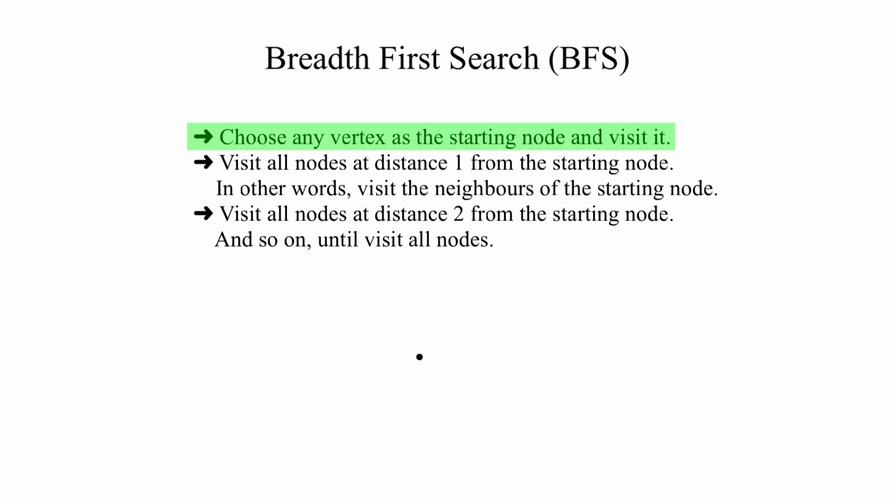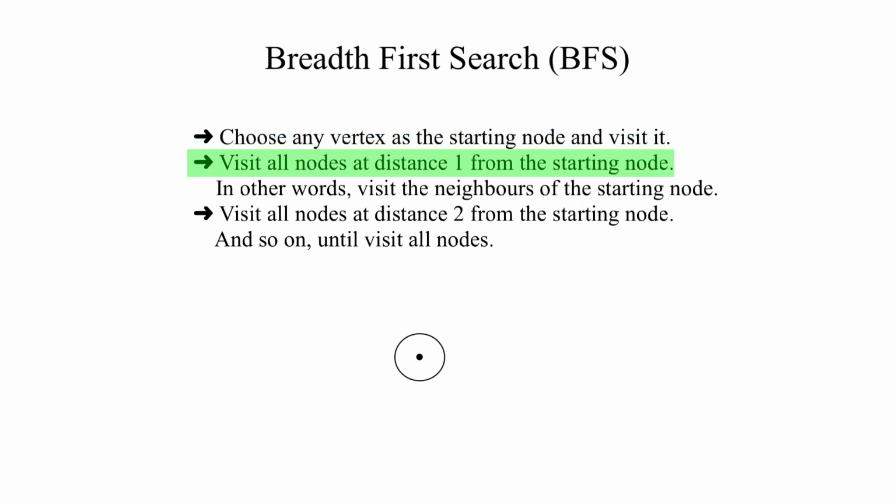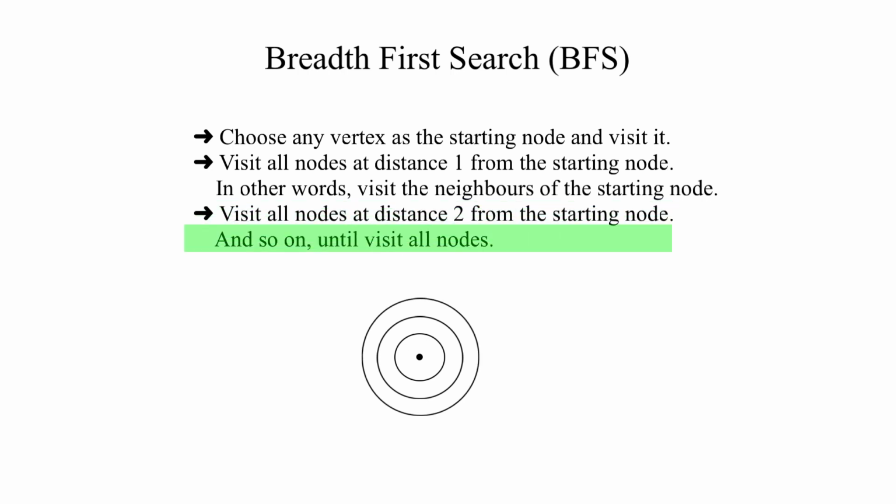First, choose any vertex as the starting node and visit it. Second, visit all nodes at distance 1 from the starting node. In other words, visit the neighbors of the starting node. Third, visit all nodes at distance 2 from the starting node. And so on, until all nodes are visited. The algorithm can be understood as moving out in waves from a given point.